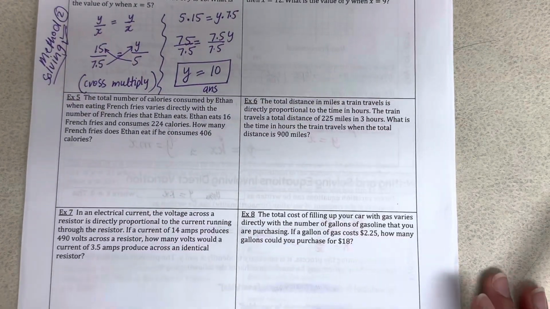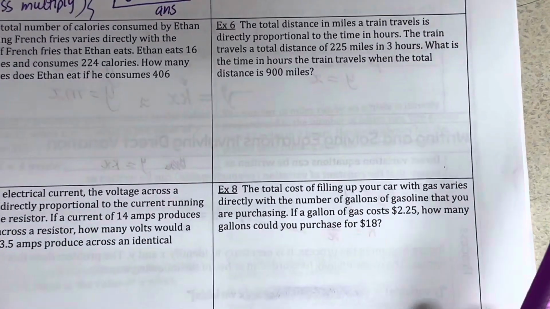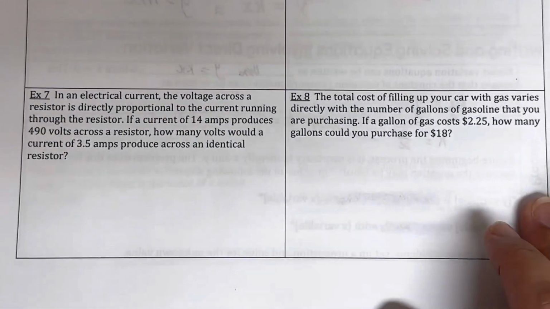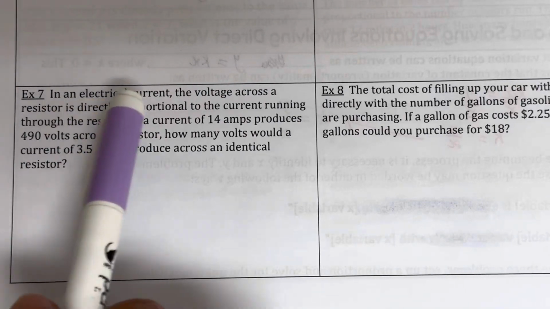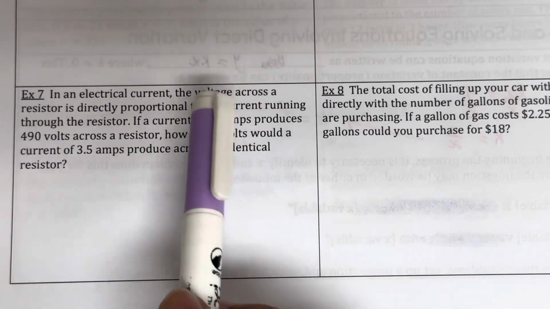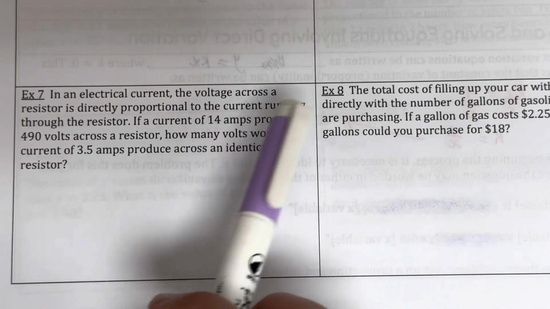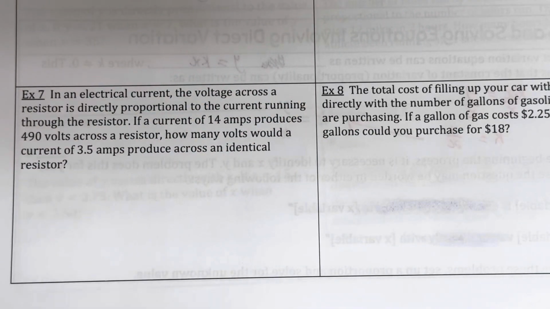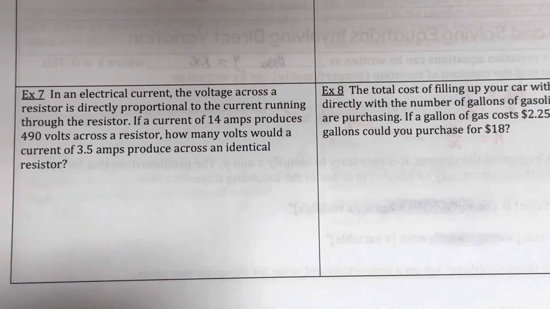All right, I'm just gonna do one more question, and I'm gonna let you solve the other ones on your own. Question number 7, since I like number 7, and this question is actually a little kind of tricky on the wording part, so you have to read carefully. In electric current, the voltage across a resistor is directly proportional to the current running through the resistor. Okay, read one more time because I didn't understand what it said.